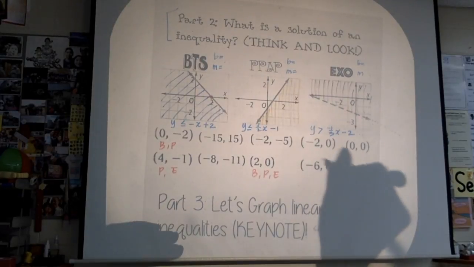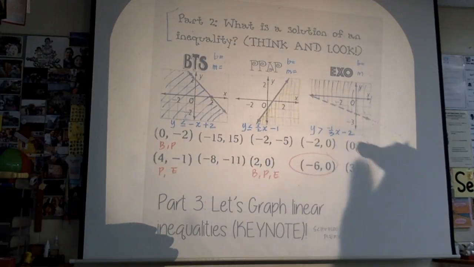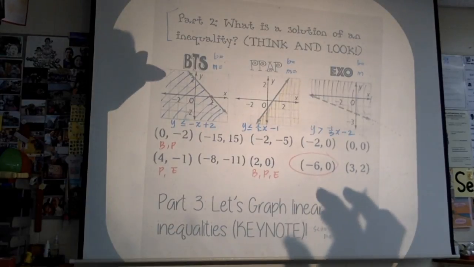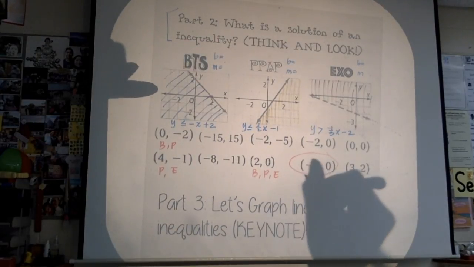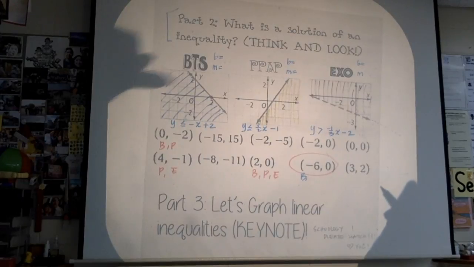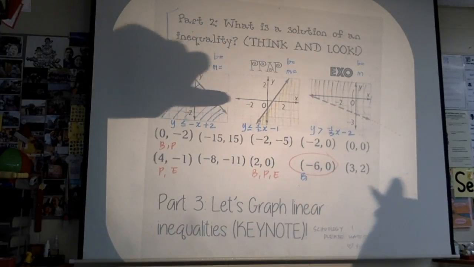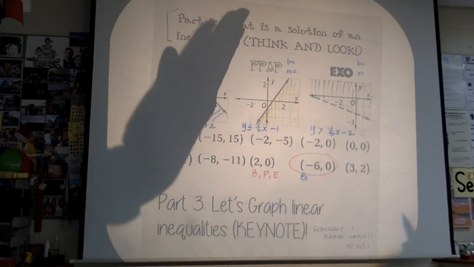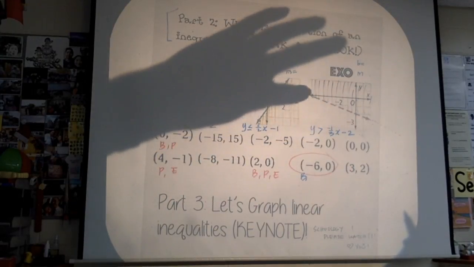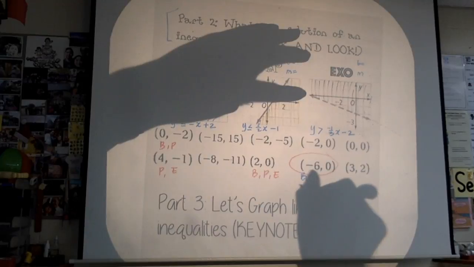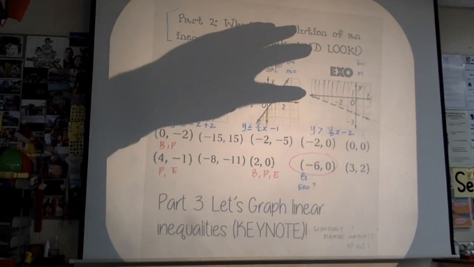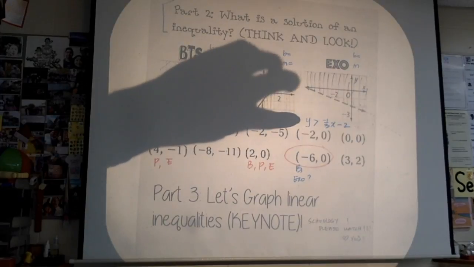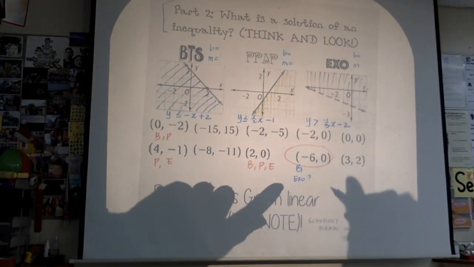For example, let's try this one. Try all of these, you guys, with your friends next to you. Negative 6, 0. Well, you say negative 6, 0 for sure belongs to the first one. For the second, negative 6, 0, you know it's not going to belong because it's already not shaded here. How about the third? That's the question. So let's try it. What do we do? We plug this value into our inequality and check. Let's do that right now.